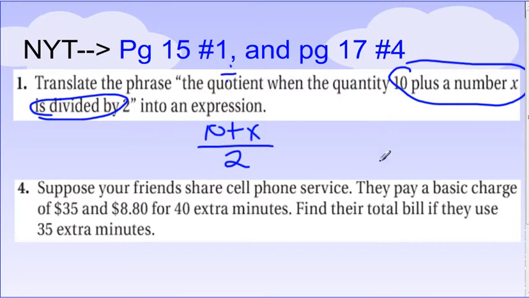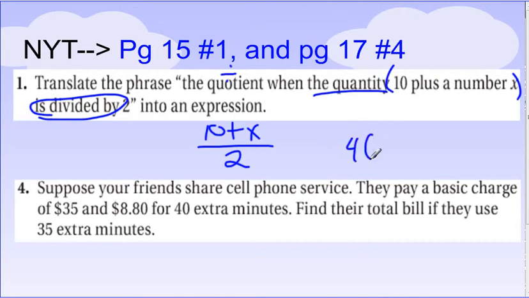Now, one thing you guys may not know is when you see the phrase the quantity, that is actually parentheses. If I said 4 times the quantity x plus 3, 4 times the quantity x plus 3. So the quantity is a key phrase for put parentheses around this next piece, and then divided by 2. So you could also write this as 10 plus x with your parentheses divided by 2 like that. Both of these are the same thing.